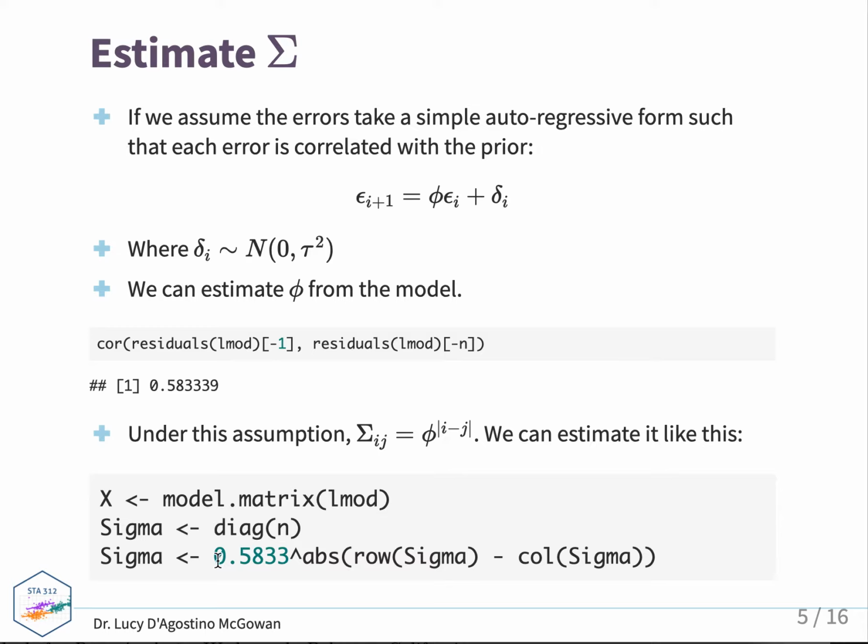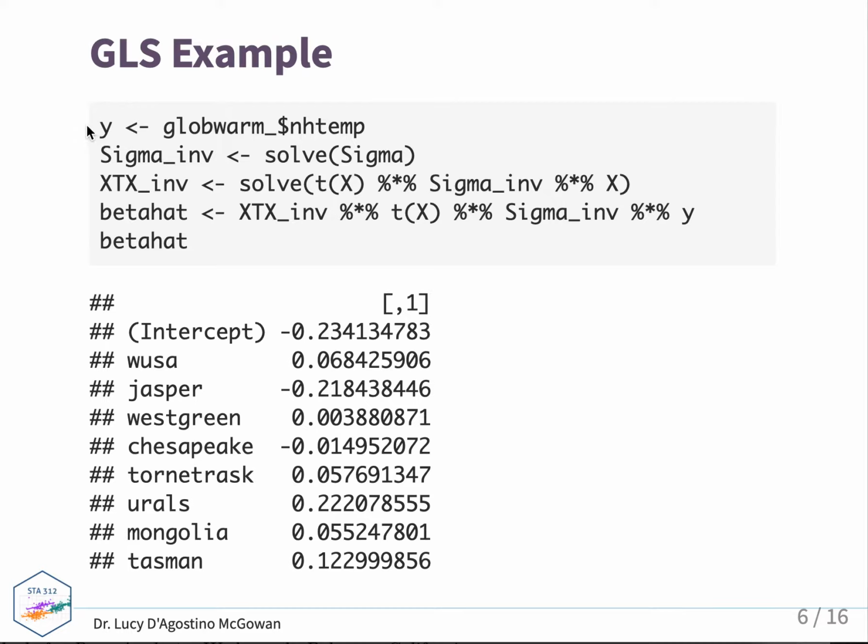And so phi is going to be that 0.5833 that we estimated here, that correlation. And then I'm going to raise it to the absolute value of the row of sigma minus the column of sigma, so i minus j. And so that is our estimate for sigma here. And so now what do we do with that? Well, let's pull out the y variable. So this is our outcome y. I'm just getting that from my global warming data set.